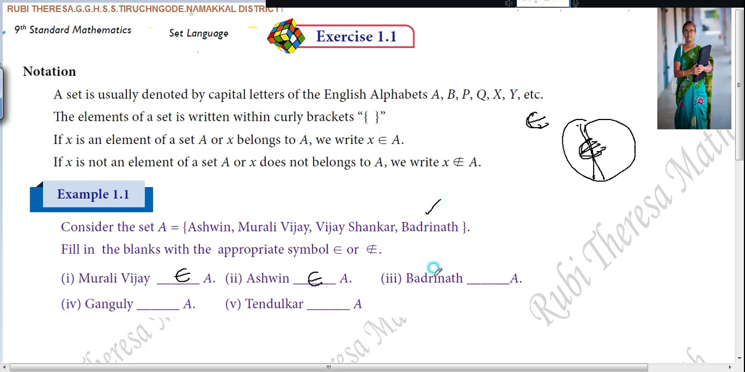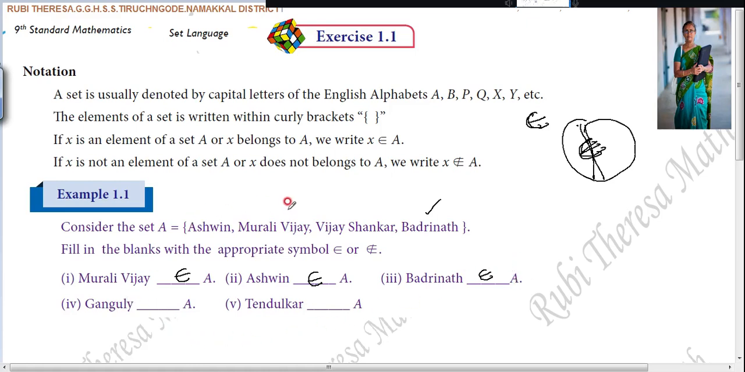Bhatrinath. Yes, Bhatrinath is there. So, Bhatrinath is an element of set A. Bhatrinath belongs to set A. A is nothing but the set.